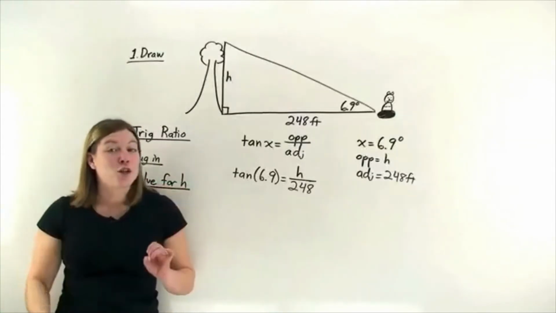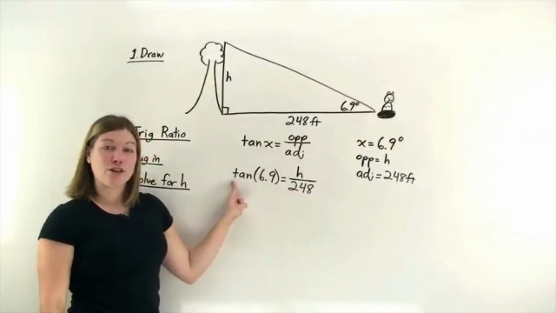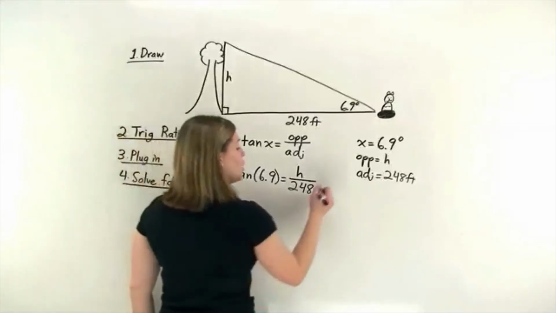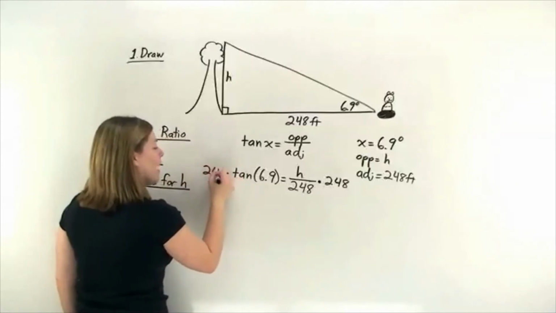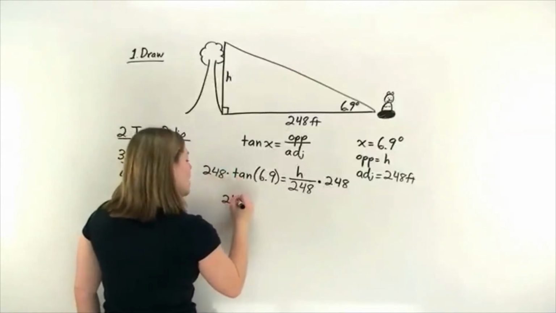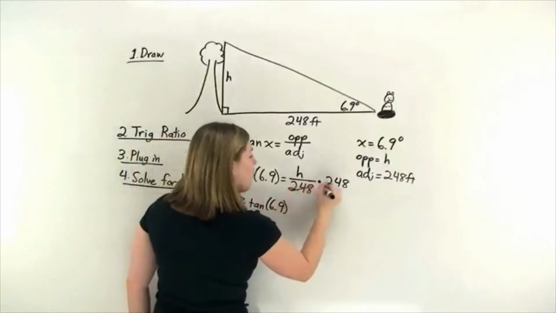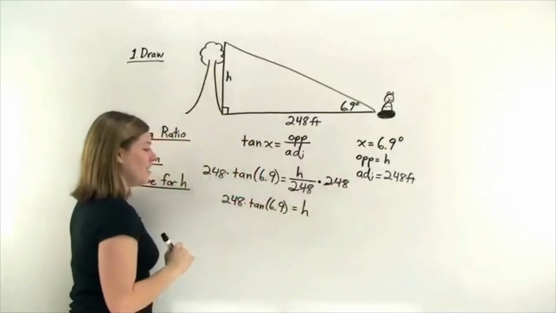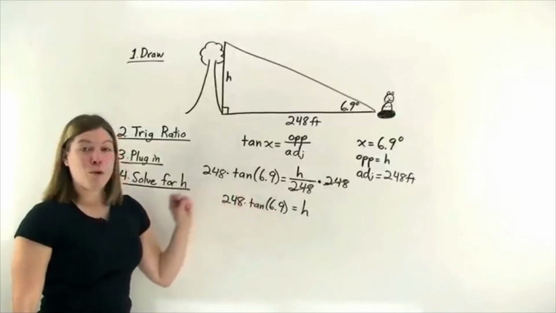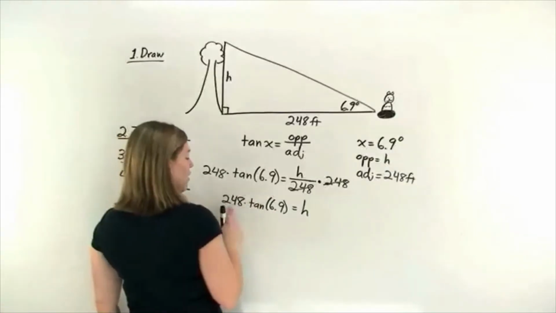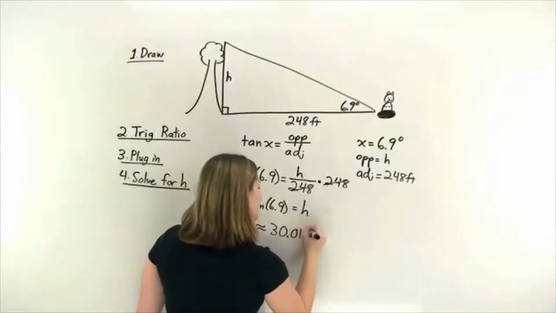To do that, we need to get h by itself on one side of the equal sign. So we need to take this 248 and move it to the other side. To do that, we perform the opposite operation. Right now it's being divided, so we need to multiply it on both sides in order to move it. Over here we get 248 times tangent of 6.9 degrees. And over here, we're just left with h. So let's simplify and figure out what h is equal to. If we take tangent of 6.9 degrees and approximate that with our calculator, then multiply by 248, we get approximately 30.011.